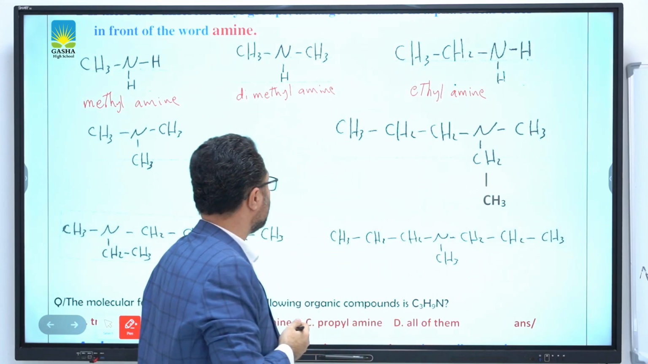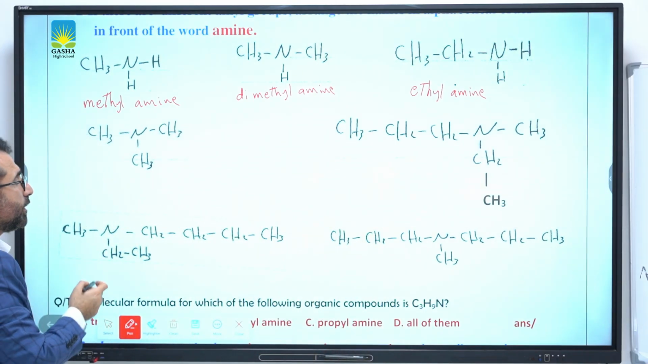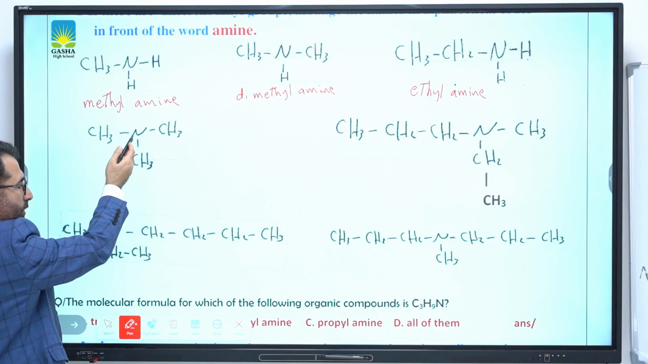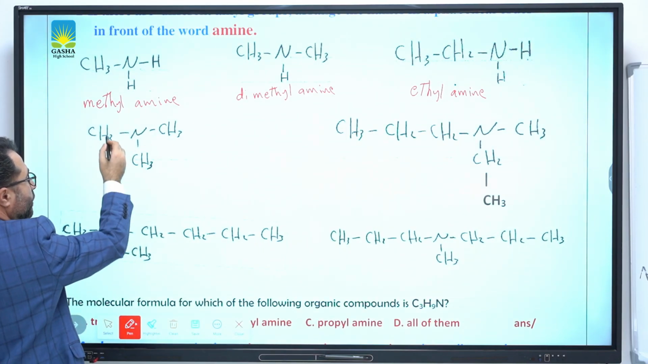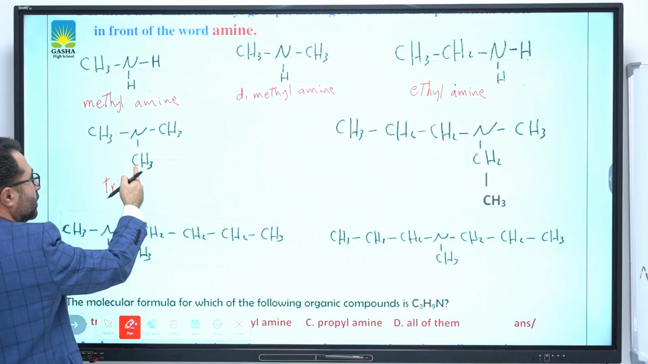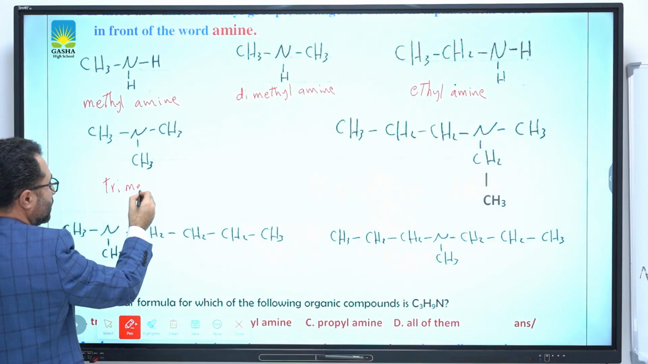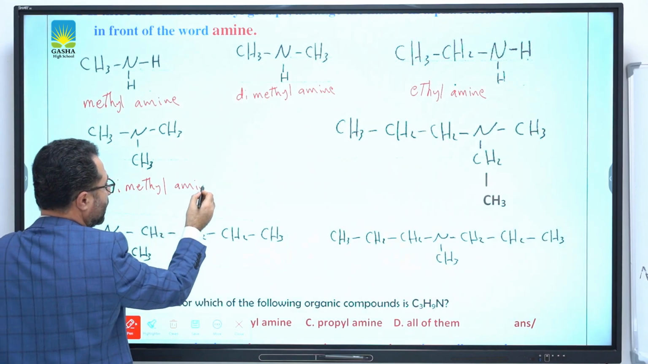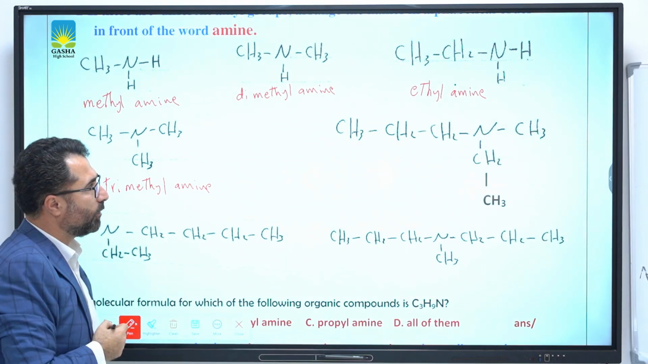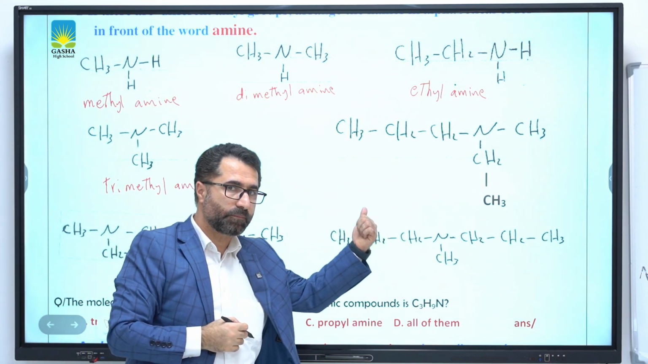Ethylamine. Here we have 3 same groups on the same nitrogen atom, so it will be tri. Tri, 1, 2, 3. It's methyl, then it's trimethylamine. Trimethylamine. Here we have 3 different groups.